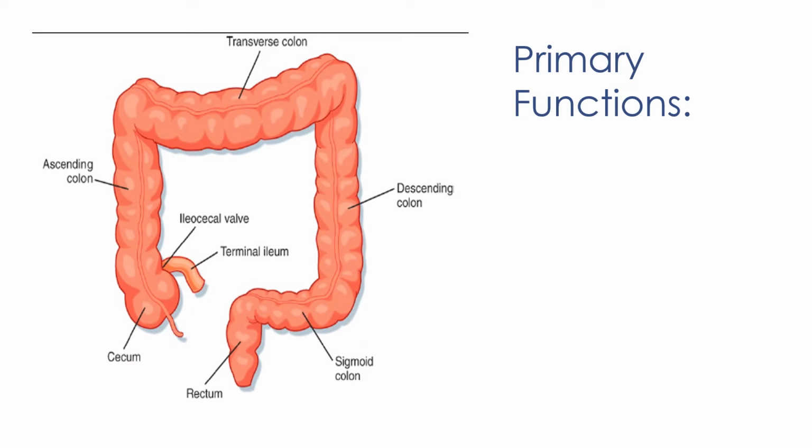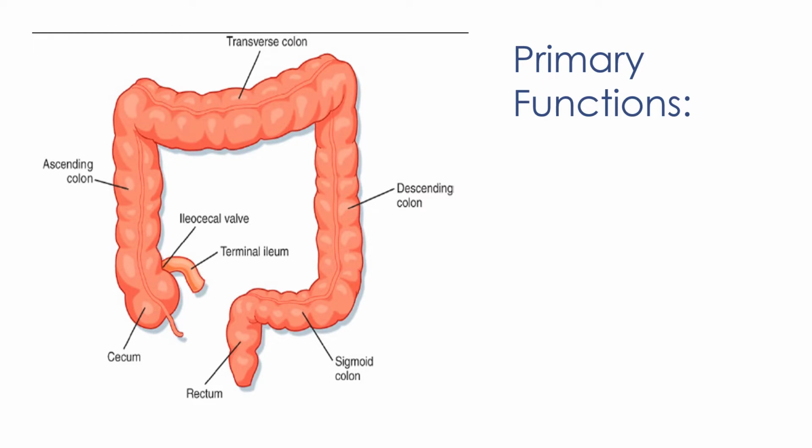The large intestine is composed of your cecum, the ascending colon, the transverse colon, the descending colon, the sigmoid colon, and the rectum. It is in the cecum that the appendix is located. This is the appendix. And there's a valve in between the terminal ileum and the cecum. It's called your ileocecal valve.